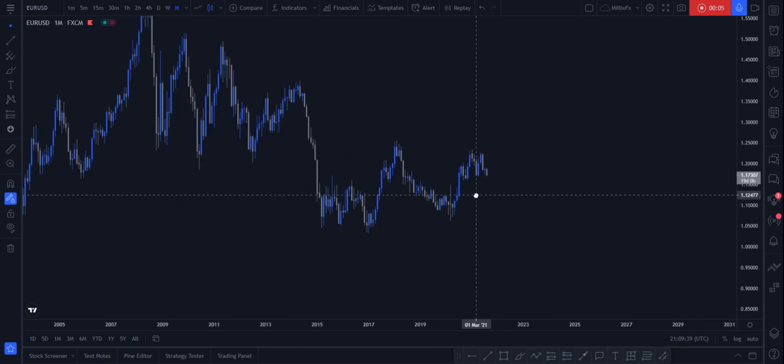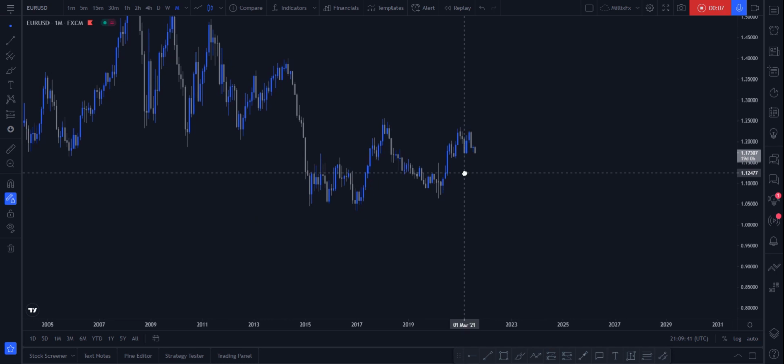And today we are going to be looking at EU top-down analysis. We're going to start from the monthly time frame all the way to the 2-hour time frame.